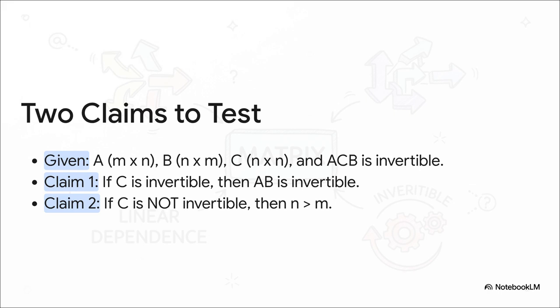The first one suggests that if the matrix in the middle, C, is invertible, then the product of A and B also has to be invertible. The second claim makes this surprising link between whether C can be inverted and the actual dimensions of the matrices. Now, one of these is true and one is false. Let's find out which is which.